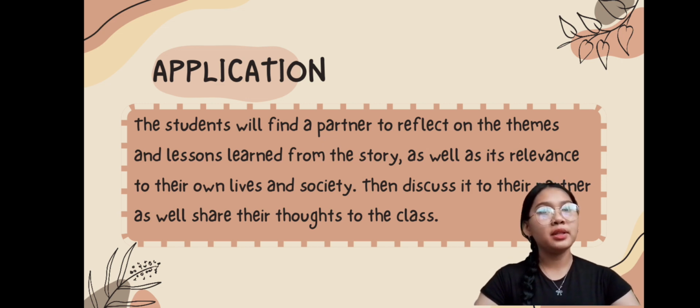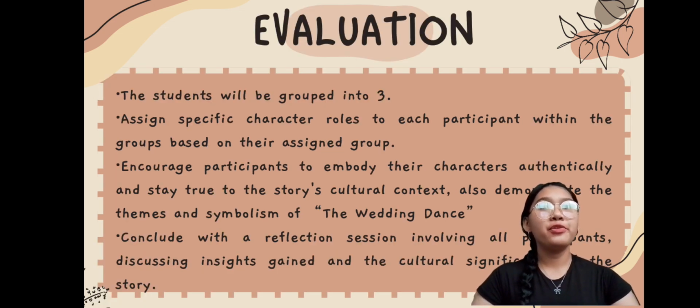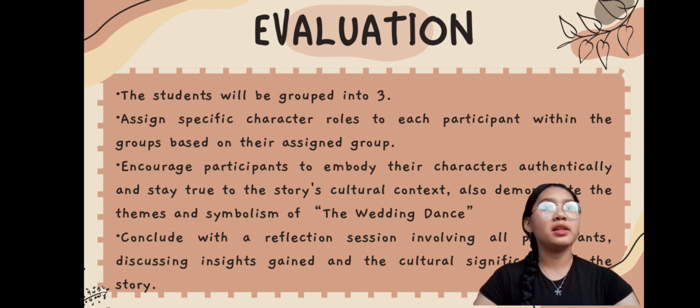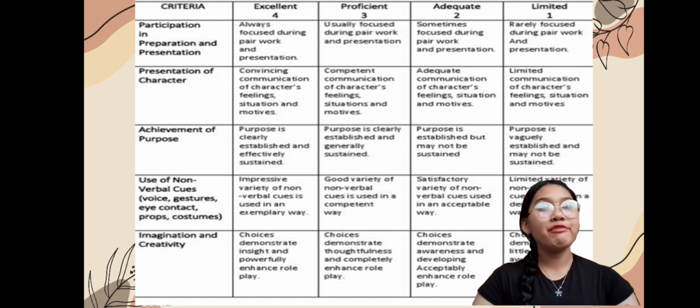Next, the evaluation. The students will be grouped into three, assigning specific character roles to each participant within the groups. Encourage participants to embody their characters authentically and stay true to the story's cultural context. Also demonstrate the themes and symbolism of the wedding dance. Conclude with a reflection session involving all participants in discussing insights gained and the cultural significance of the story. So please refer to these criteria for the judging of your role playing.